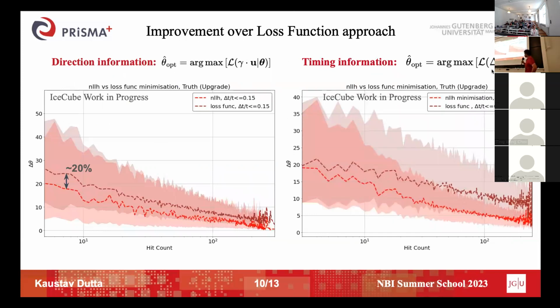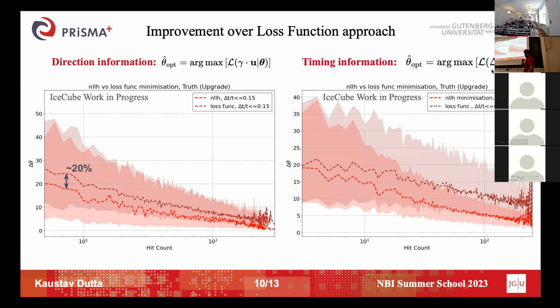And once you do that, you usually do the reconstruction, and you do see an improvement over the earlier used loss function approach. So if you're only using the direction information here, you can already see. The likelihood approach is shown in bright red here, and the loss function is shown in brown here. And you already see an improvement of around 20% at lower hit counts, and there is a similar significant improvement if you are using the timing information here.